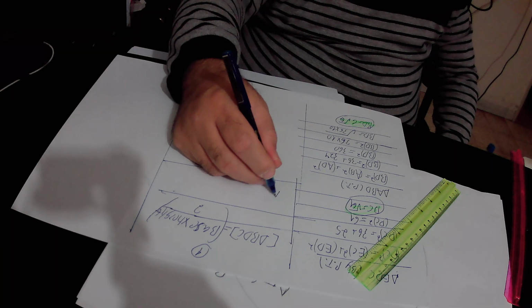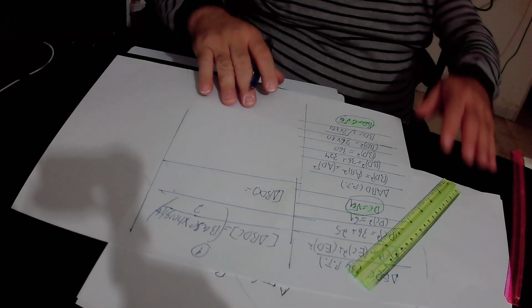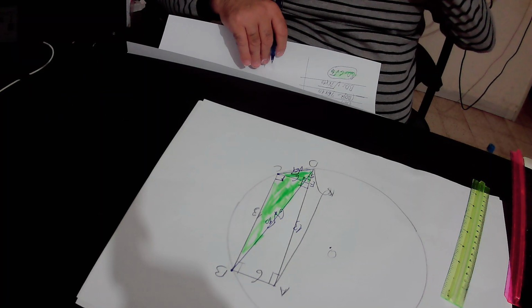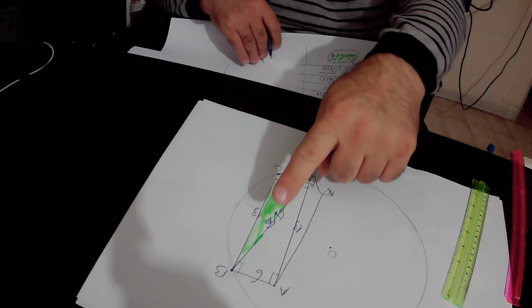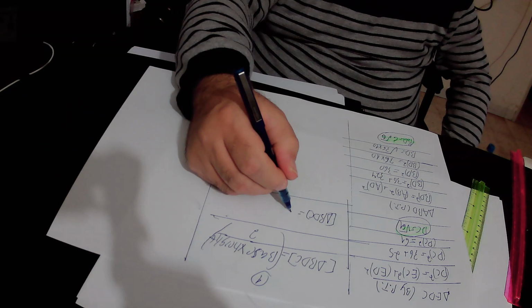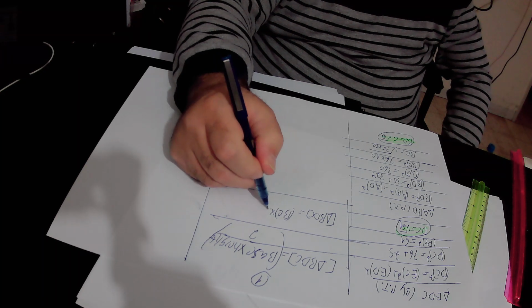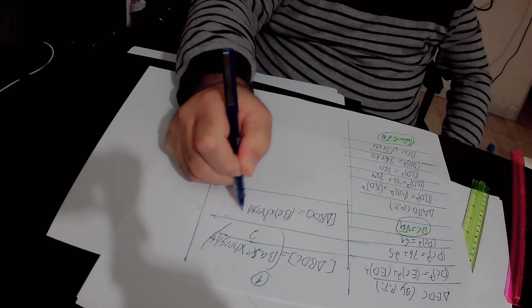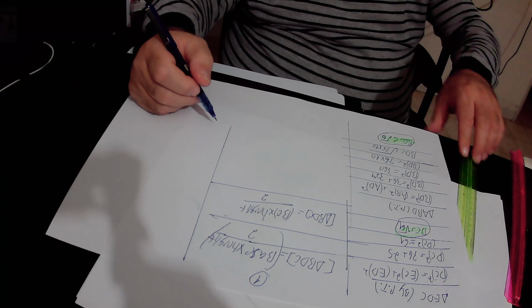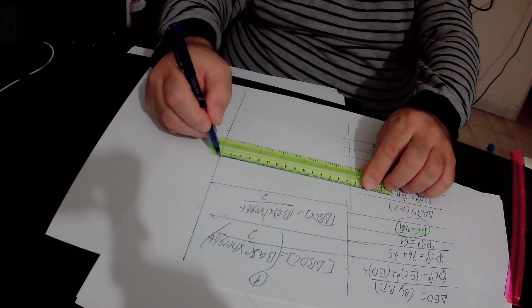So the area of the green triangle, triangle BDC is equal to the base. We choose the base of triangle BDC as BC, times the height to the base, over 2. In the next step, we will find the height to the base.